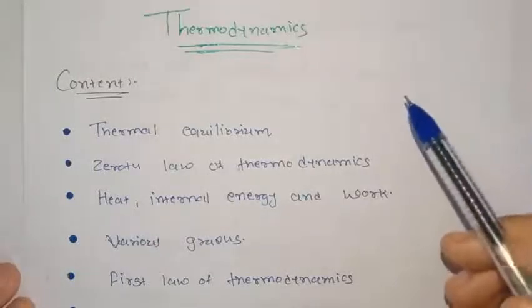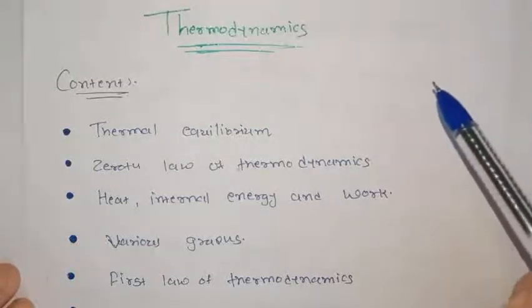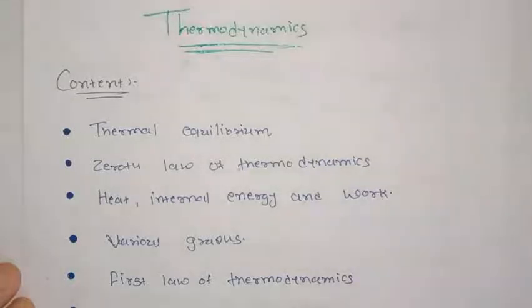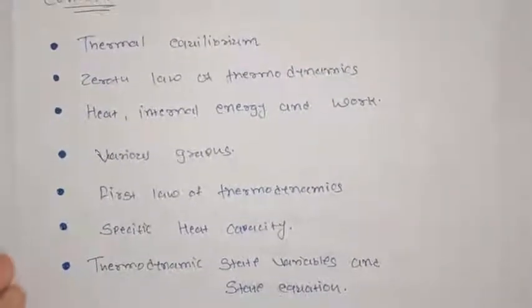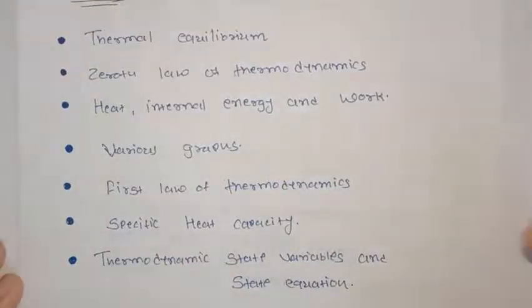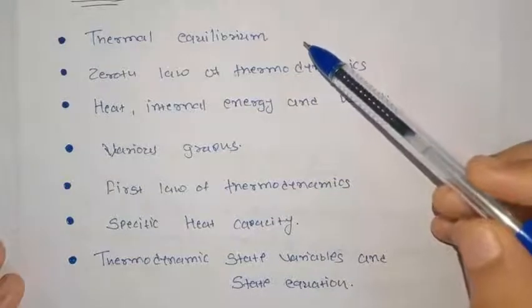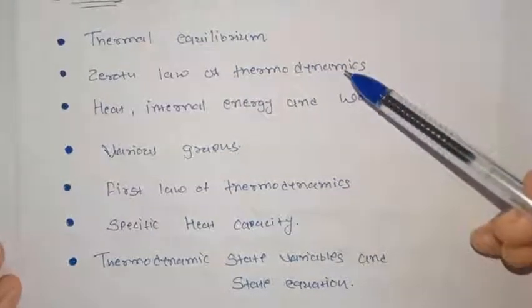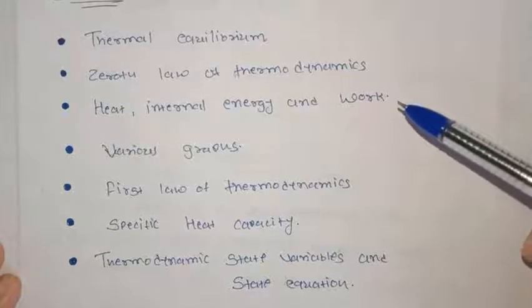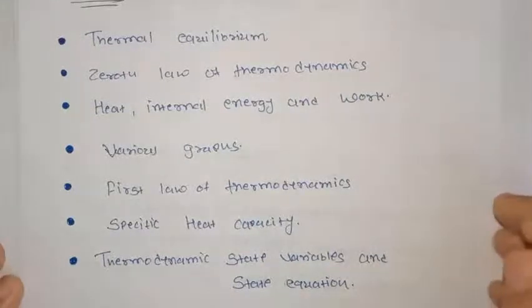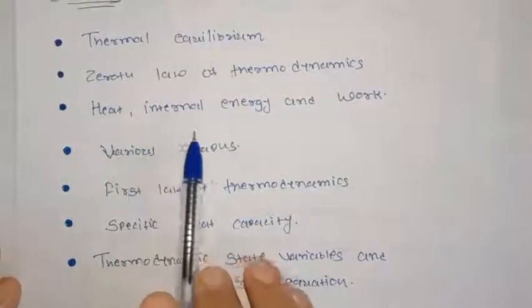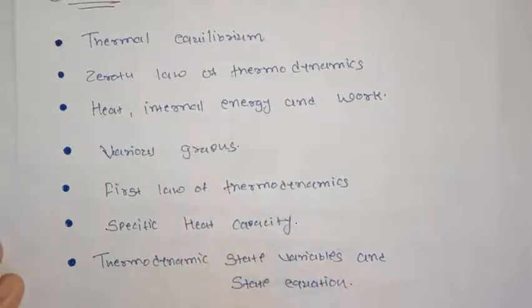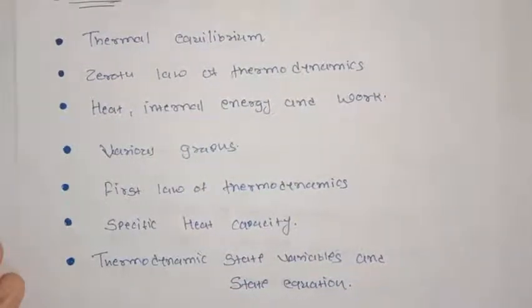Hello students, today we are going to start a new chapter, that is thermodynamics. In this chapter, first of all we will learn what is thermal equilibrium, when the bodies or the systems are said to be in equilibrium. Then we will learn the Zeroth Law of Thermodynamics, which tells us about the equilibrium bodies. Then we will learn about the heat, internal energy and the work related to the thermodynamic systems.